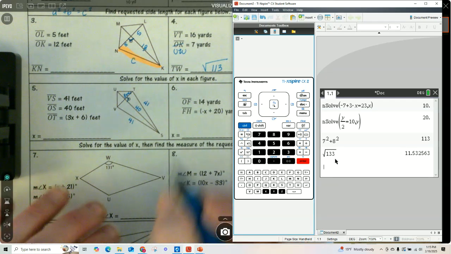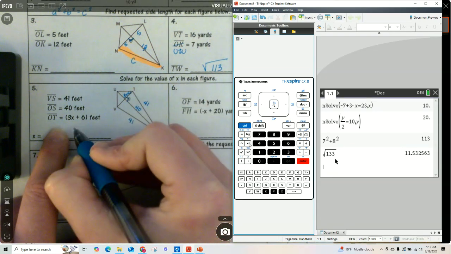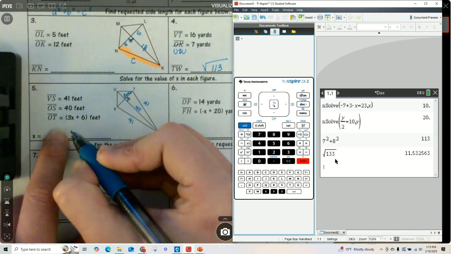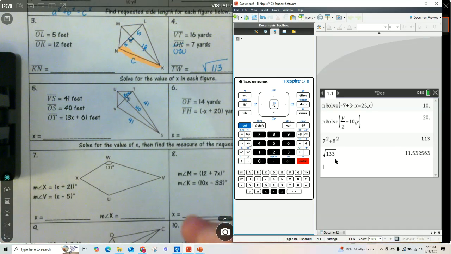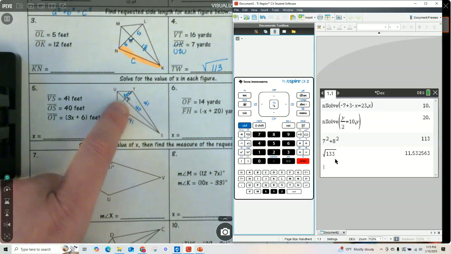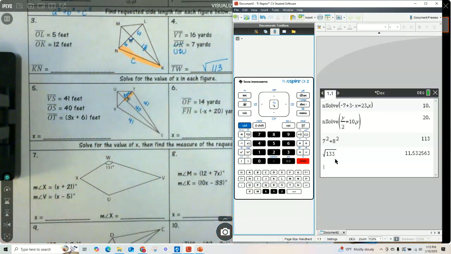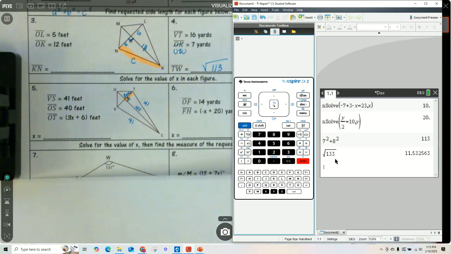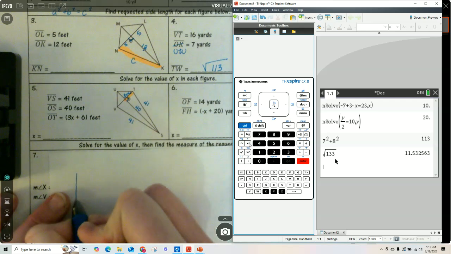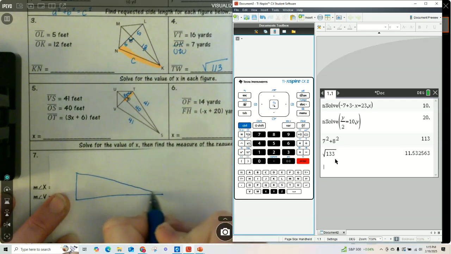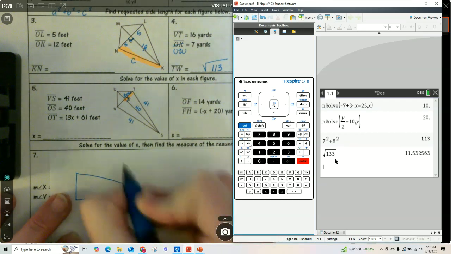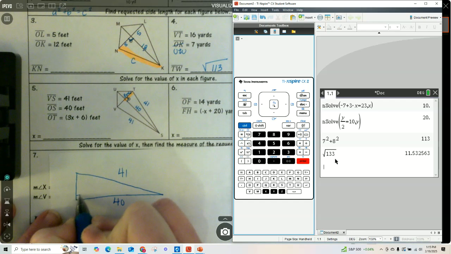Before I do anything, I know this side is the 3x plus 6, but I want to find what its actual value is. Okay? So we're just looking for this side here before we do anything else. If you need to draw it separately so you can see the triangle, that's okay. So here's that triangle. This is 40. This is 41. This is the side that I'm looking for.